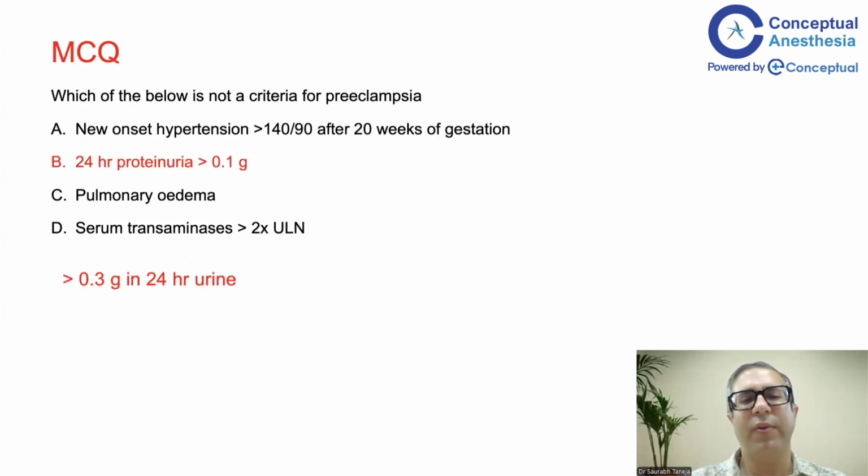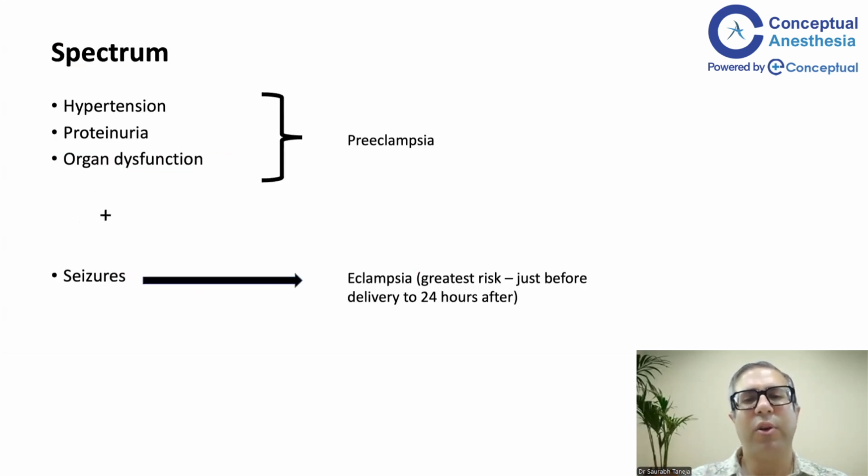The correct answer is 24-hour proteinuria, which should be more than 0.3 gram. So what is preeclampsia? A constellation of hypertension, proteinuria, and organ dysfunction. Remember these things: hypertension, proteinuria, and organ dysfunction. When the patient has seizures along with preeclamptic features, we call that eclampsia. The greatest risk of eclampsia is just before delivery to 24 hours after. So you should remember these things.